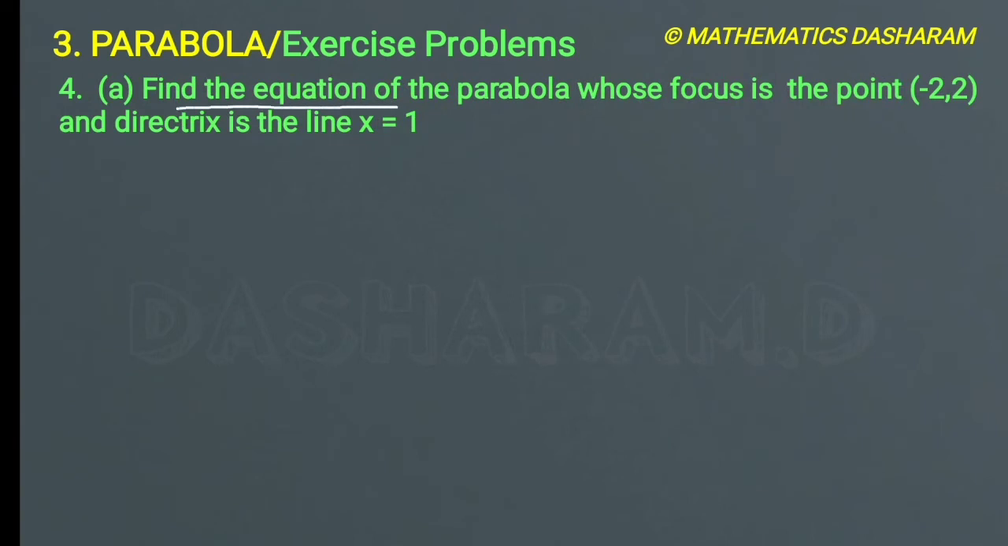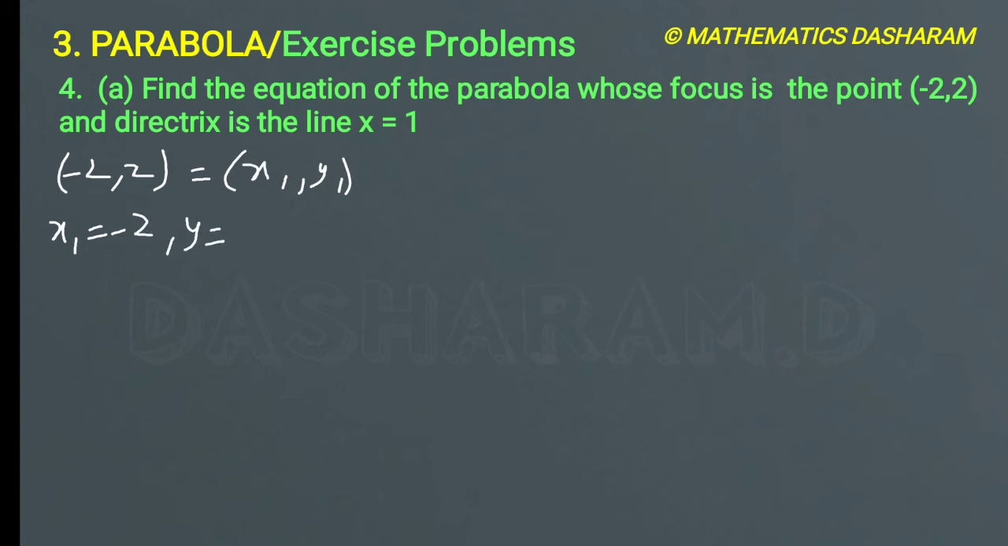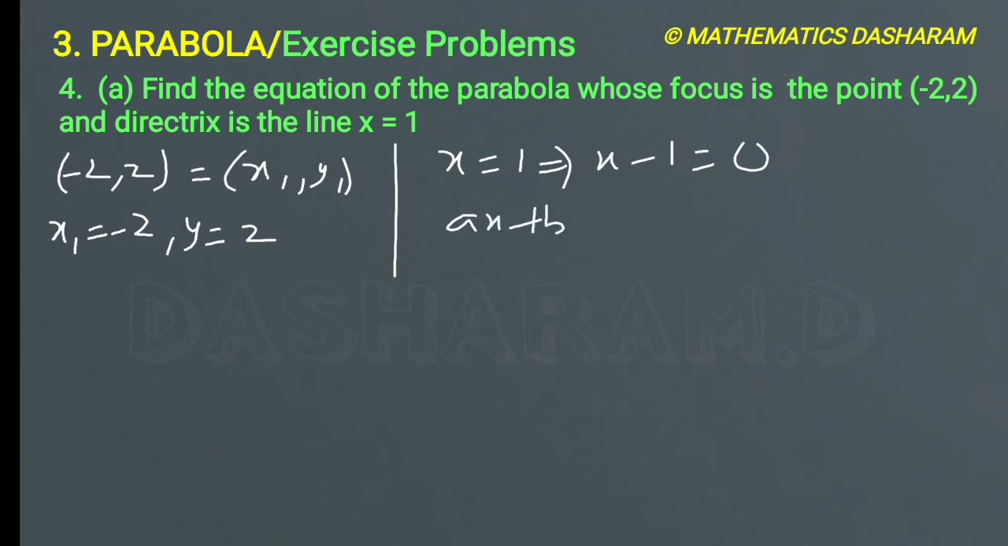Fourth question, find the equation of the parabola whose focus is the point (-2, 2) and directrix is the line x = 1. So the given focus (-2, 2) compare with (x1, y1). So then x1 = -2, y1 = 2. Next, the given directrix line is x = 1. It implies x - 1 = 0. Now compare with ax + by + c = 0. So then a value is 1, b value is 0 and c value is -1.